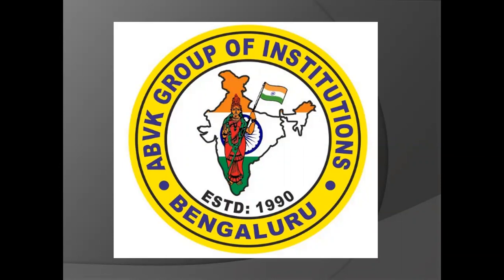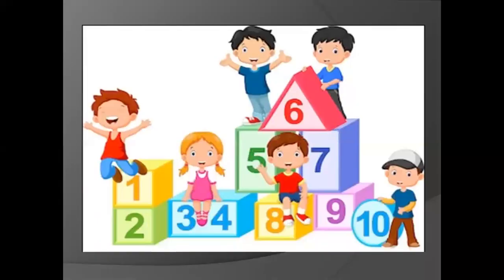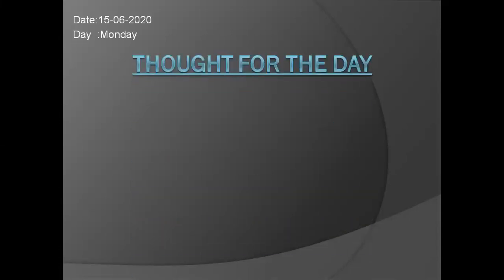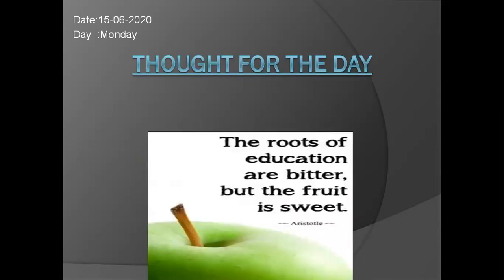Come on, let us recap numbers 1 to 20. Before that, let me start with thought for the day. Today's date is 15/6/2020. 15 is today's date, 6 is the month, that is June, and 2020 is the current year. Day, Monday.